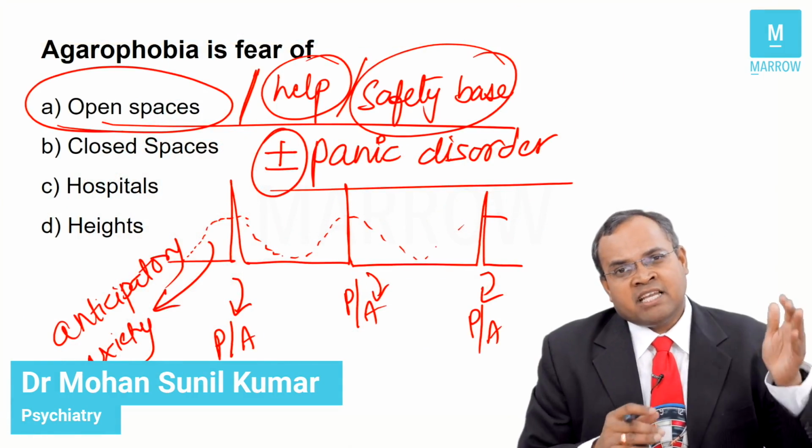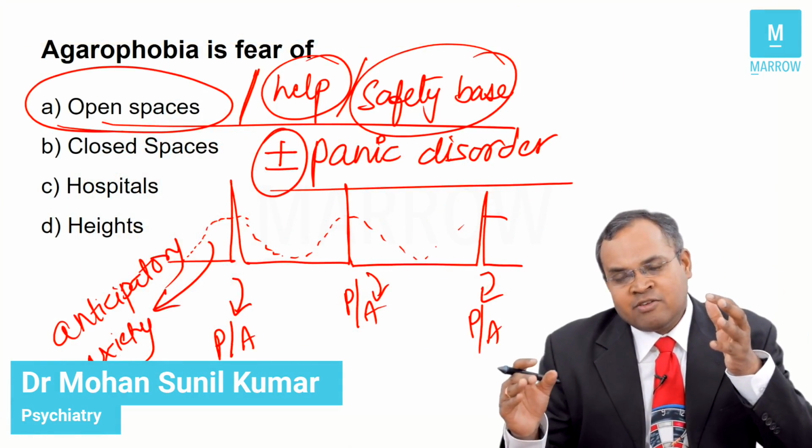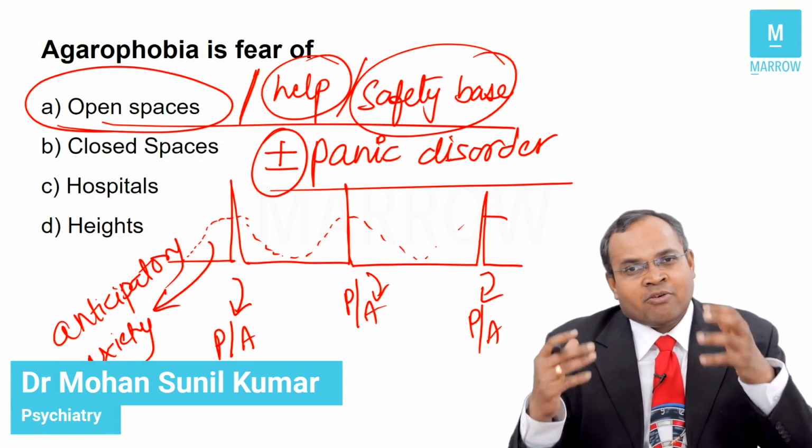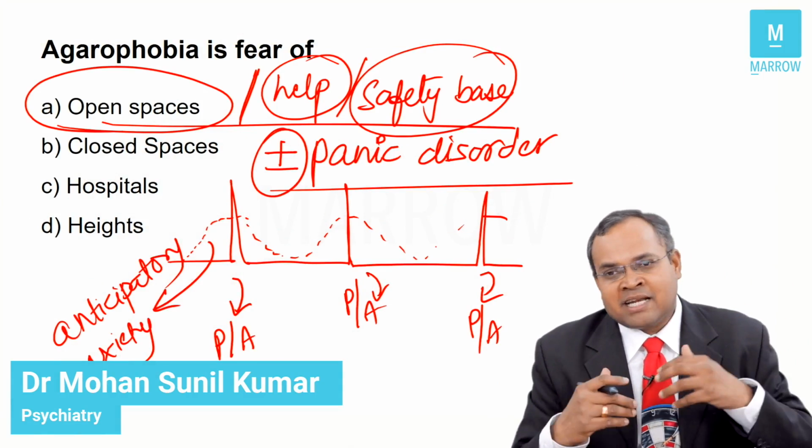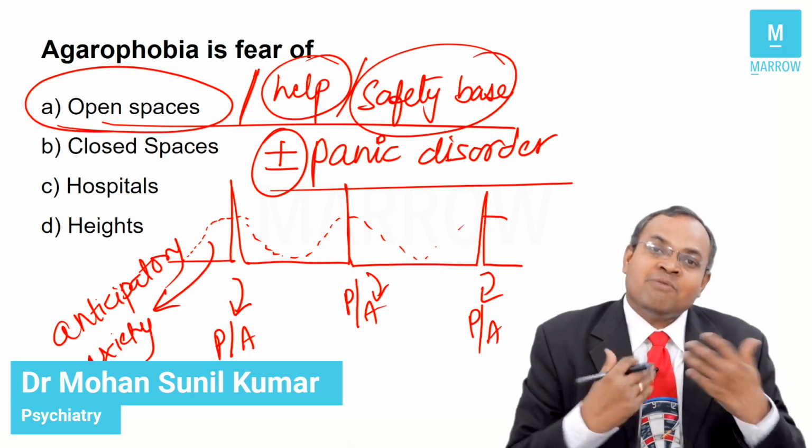What is this anticipatory anxiety? Even before the attack comes, they feel anxious and they feel, oh my God, when is the next attack going to happen? Will it happen tonight? Will it happen when I'm traveling? Will it happen when I'm alone? Even before a panic attack happens.